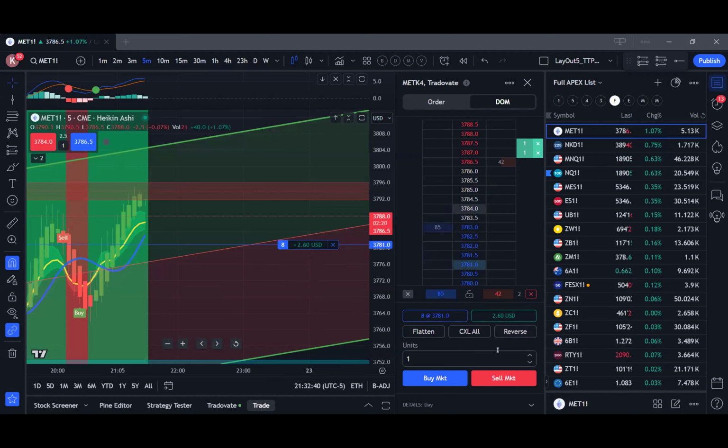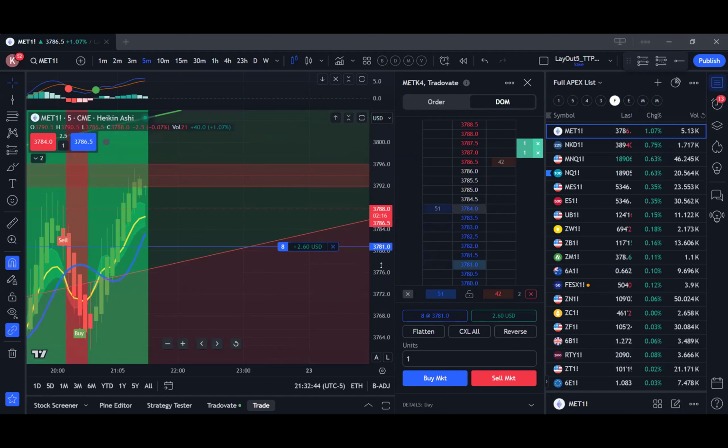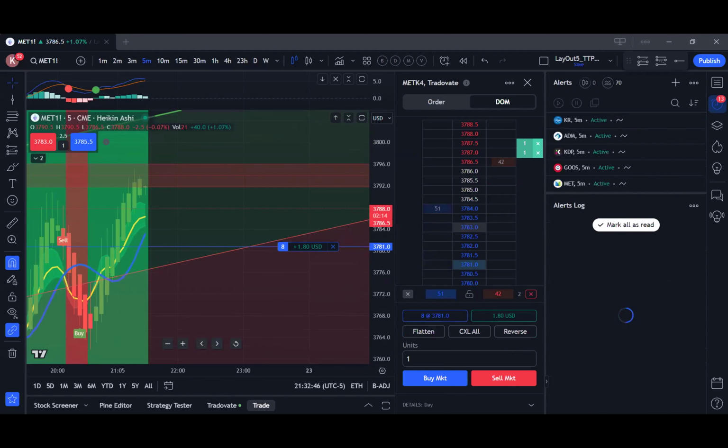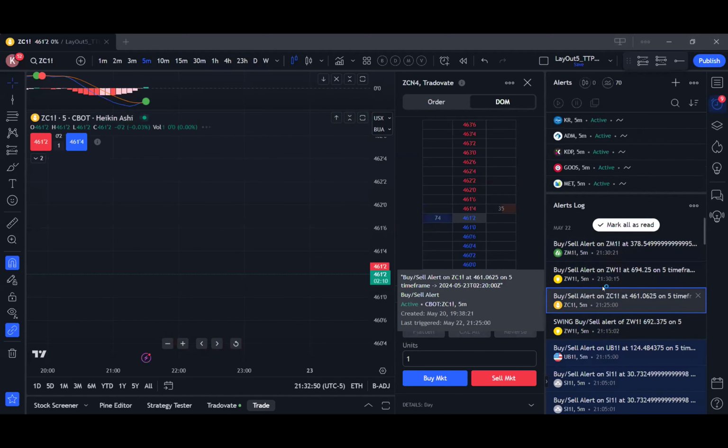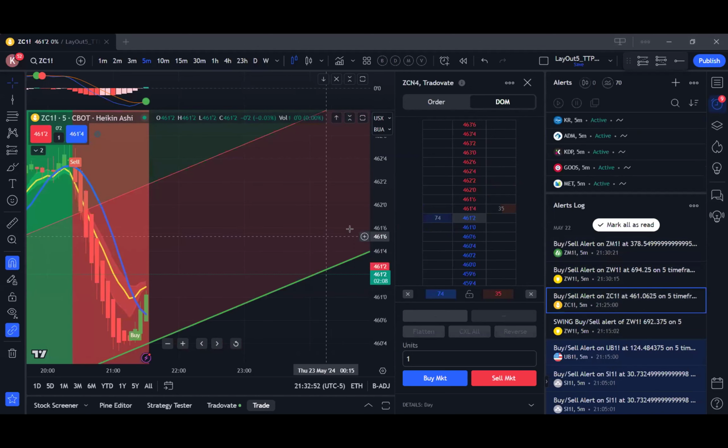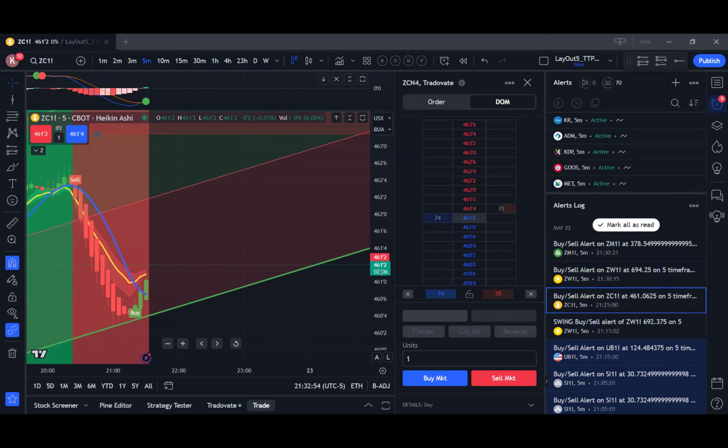Immediately it will do a market order. When you do reverse, it will do a market order. Most of the time, as long as the direction we are catching and we are going with the flow, market orders are also fine. You don't have to really worry much about the limit.